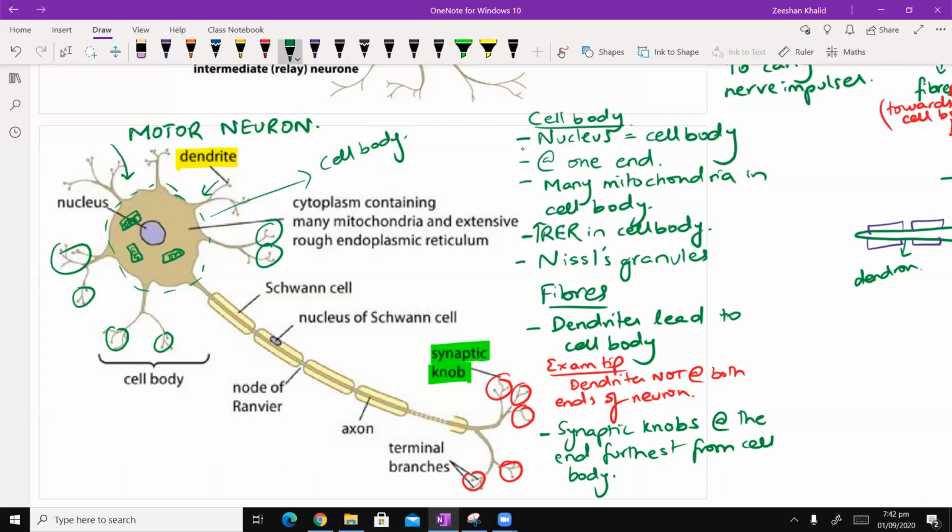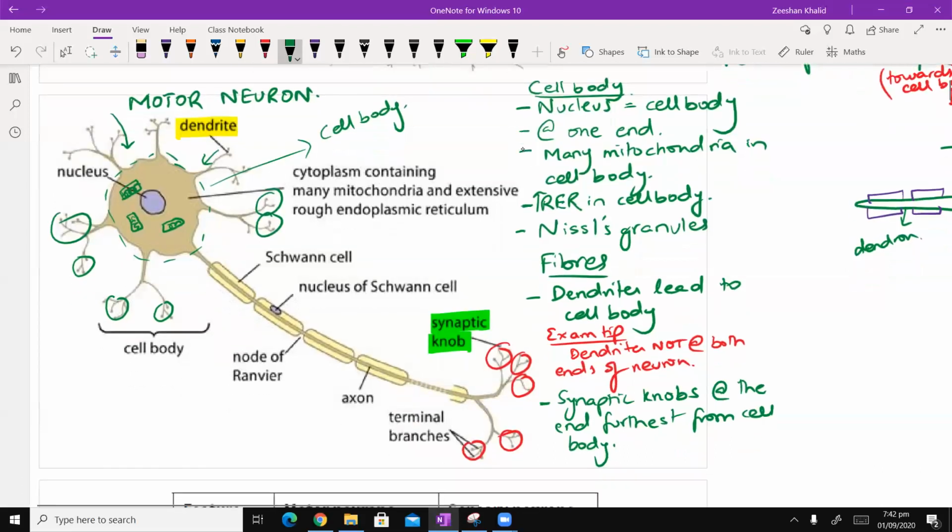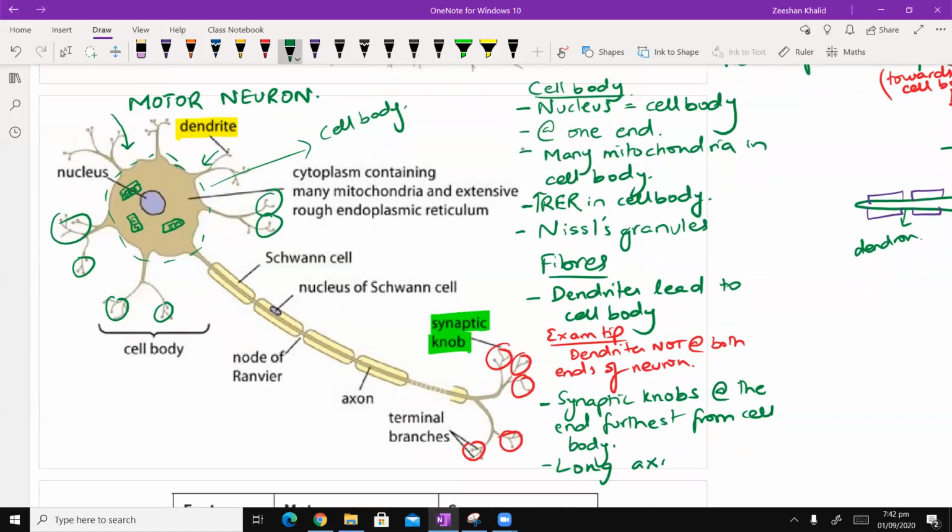After that, let's talk about the other fiber. Now, what is the other fiber? The other fiber is a long axon. It's a long axon. But now see the interesting thing: all of what I'm highlighting with yellow, all of this is axon.